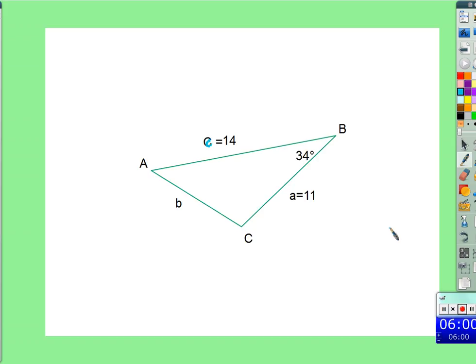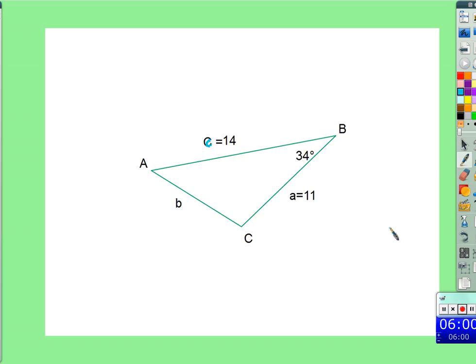So, let me ask you, if these are the things that we know about this triangle, can we use the law of sines? No. Why not? You can just look at it and tell you can't use it. Why not? Because you don't have any of the same angles or sides. Yeah, you don't have those pairs, so the angle with its opposite side.